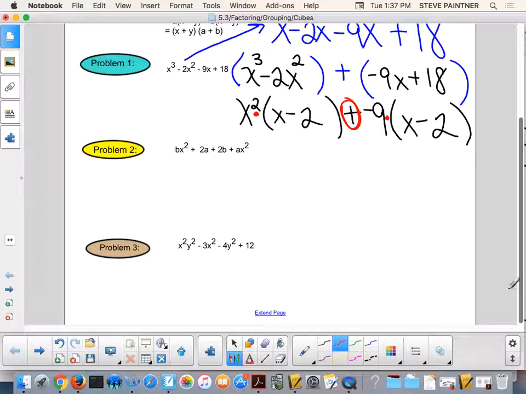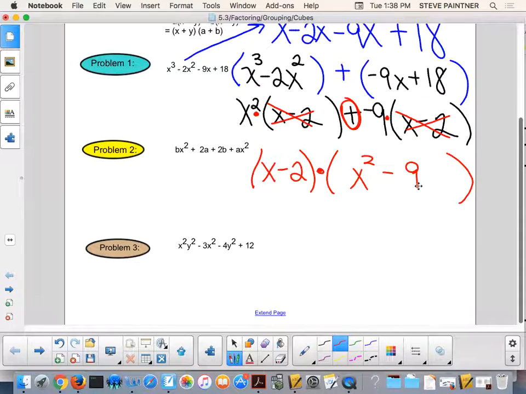So you take this, you bring it out front. It's just a number. Take that number times what would be left if you took it out? X squared plus negative 9. Now, we're not going to write plus negative 9. We're going to write what? Minus 9. X squared minus 9, right? Good?